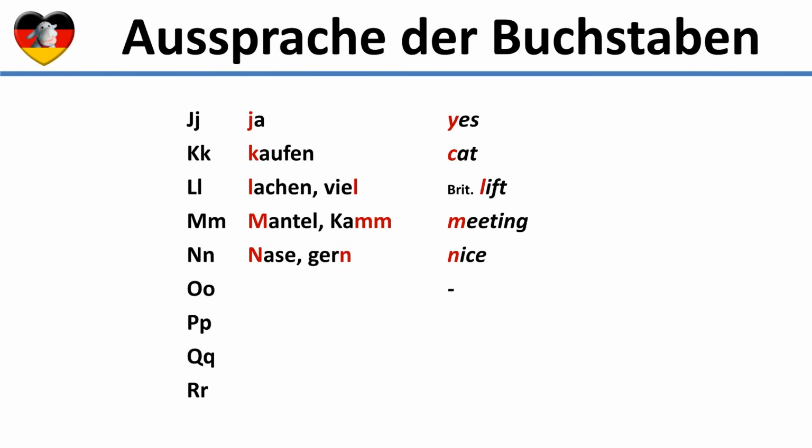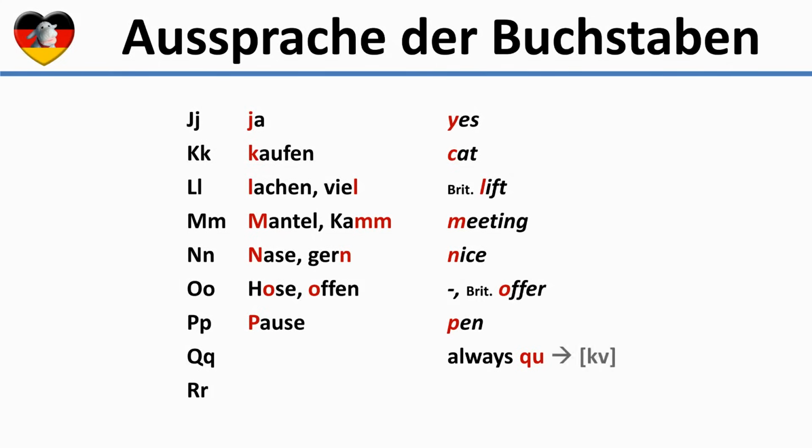The long O has no equivalent in English. For example, Hose. The short O sounds like the short O pronounced the British way, offen. P is pronounced like in English, Pause. The letter Q is always followed by U. The pronunciation is Kv, and sometimes even sounds like Kf, bequem, Quatsch.